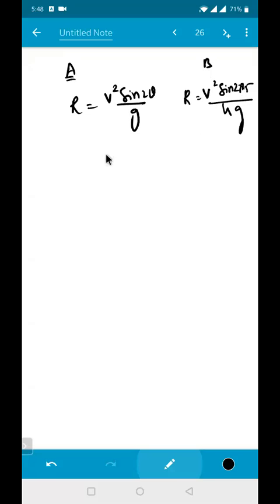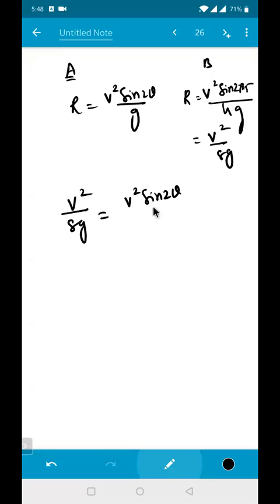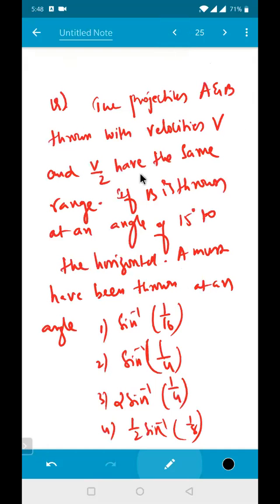So for both of them, the range is the same. Simplifying, this becomes v square by 8g. I can equate both, as the ranges are the same. So v square by 8g is equal to v square into sine 2 theta divided by g. The v square and g get cancelled, so theta is equal to 1 by 2 sine inverse of 1 by 8. So the option I can choose is the fourth option, 1 by 2 sine inverse of 1 by 8. That is the answer for the given question.